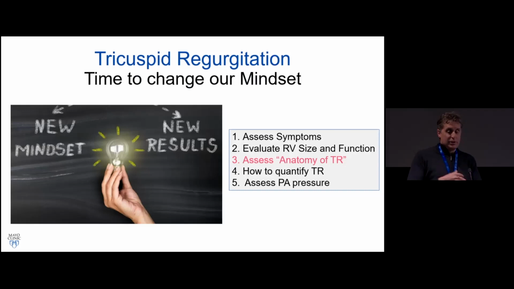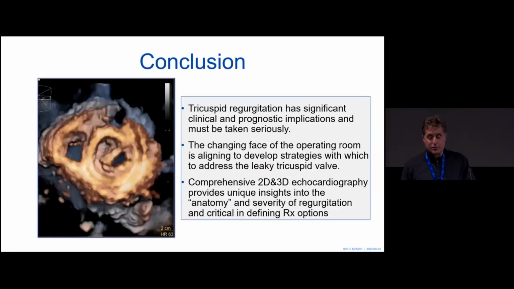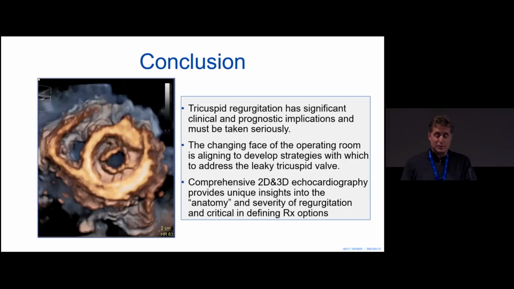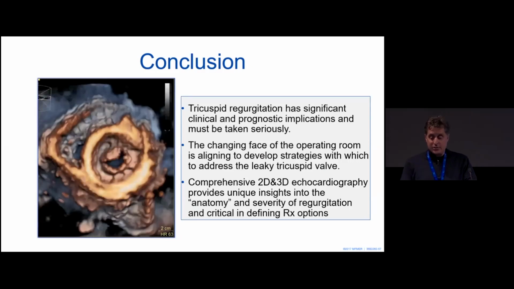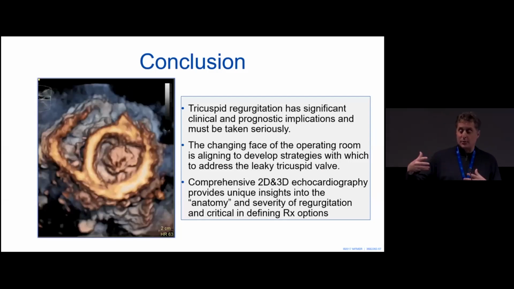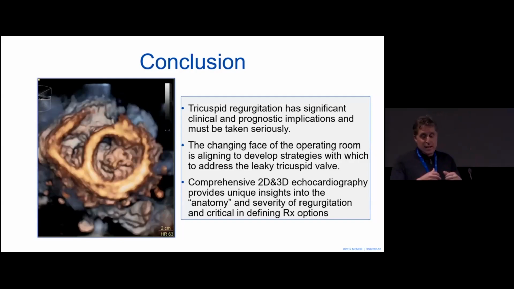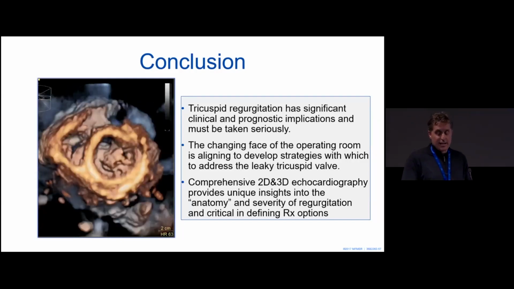So I leave you really with the thought that maybe with tricuspid regurgitation, it's time to change our mindset. We need to assess these 5 things, and I hope to inspire you with some transthoracic 3D images about how we can really look at the anatomy of tricuspid regurgitation. Because TR has significant clinical and prognostic implications, and it really should be taken seriously. We are seeing a change in the face of the operating room, which is aligned to develop strategies to address these leaky tricuspid valves. And comprehensive 2 and 3D echocardiography provides unique insights into the anatomy and severity of tricuspid regurgitation, and I think is really critical in helping us to define the most appropriate treatment options.